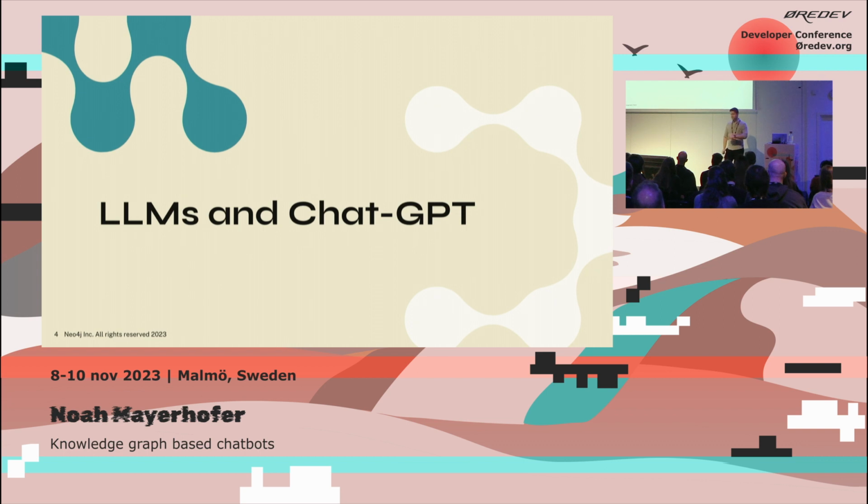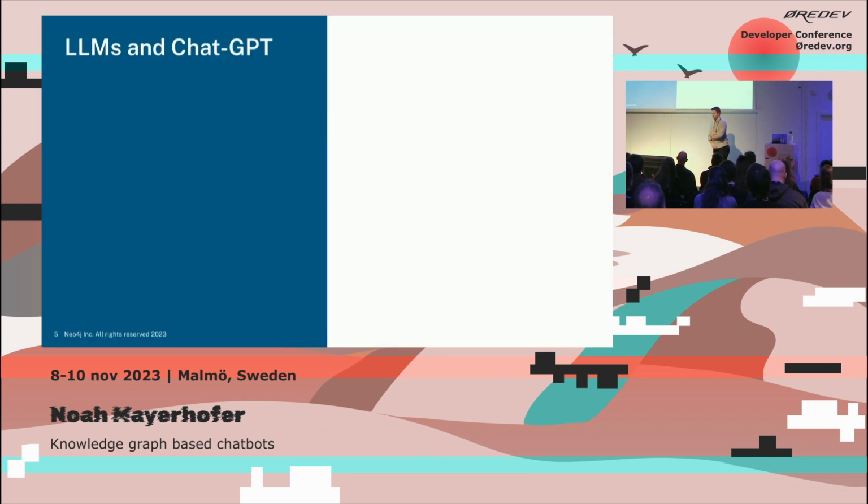So let's get started. LLMs and ChatGPT. So LLMs are a kind of generative AI, which means that it's AI or a computer that generates on context. LLMs are large language models, so they work with text, so they generate text. And that's like the backbone of how ChatGPT works. It's the backend of what generates the answers.